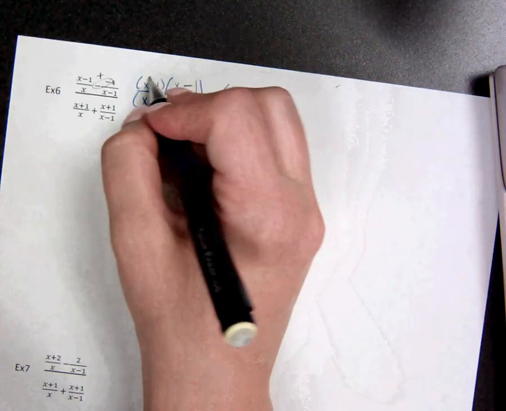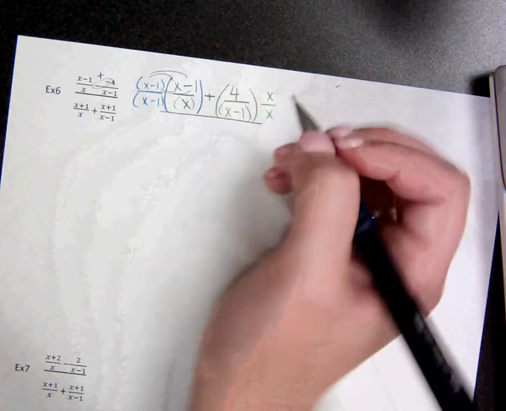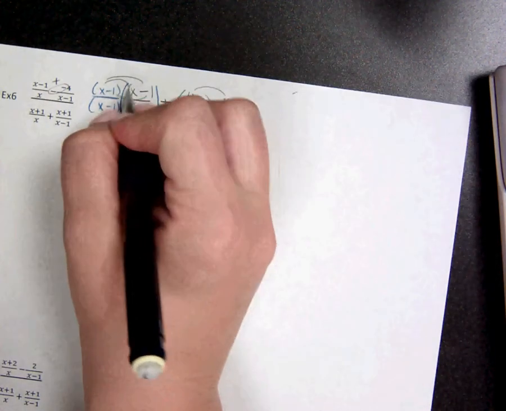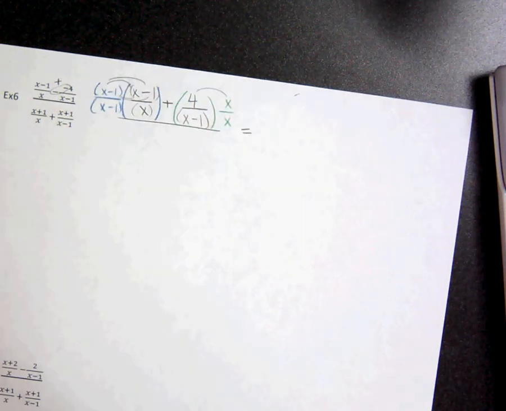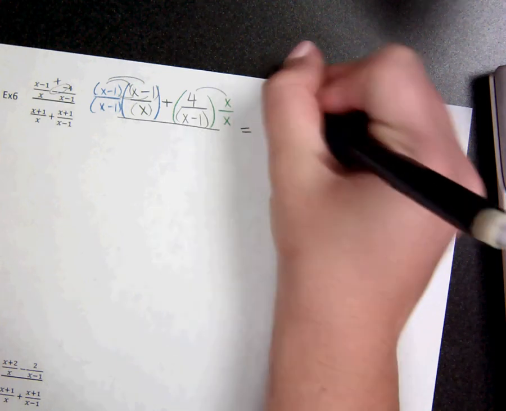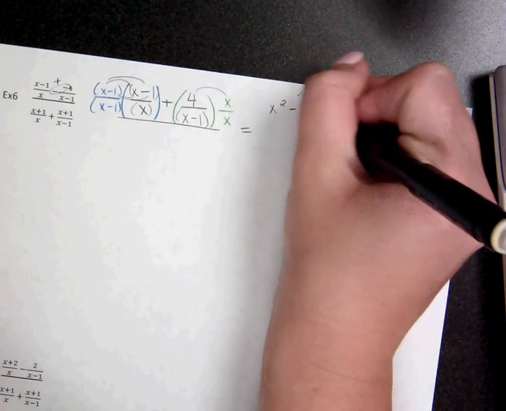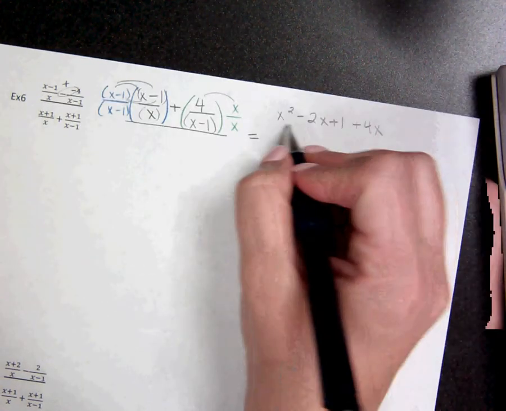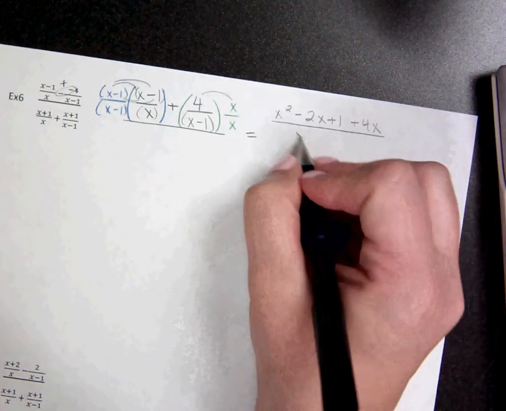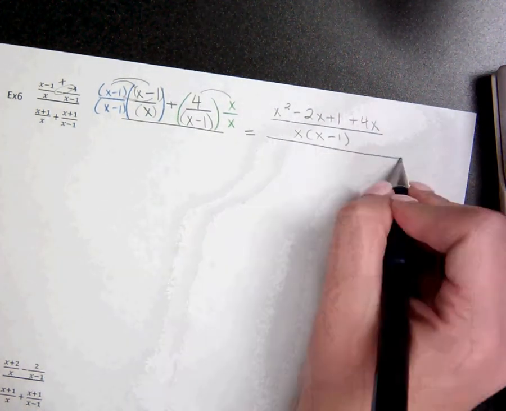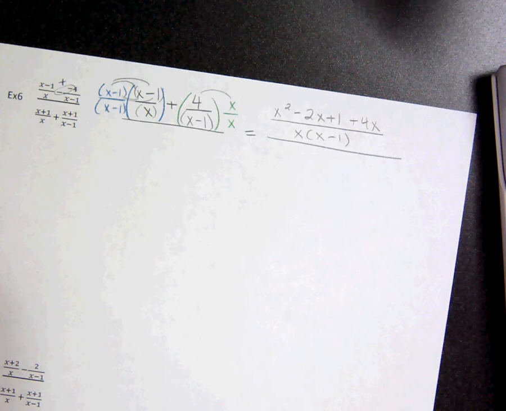Here we're going to have to FOIL, which again sneaks in sometimes. Anytime you have a binomial and a binomial, FOIL. Parentheses are again very helpful to see that. So we're going to get x squared minus 2x plus 1 plus 4x on top, and then x times (x minus 1) on the bottom. That's just the top half of this fraction. So like I said, it gets very involved very quickly.